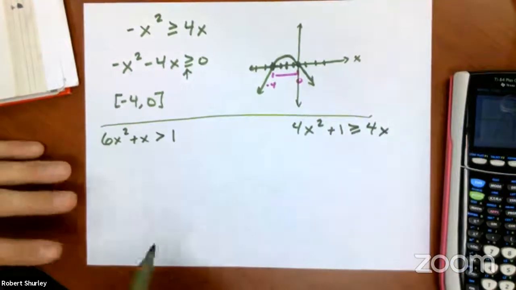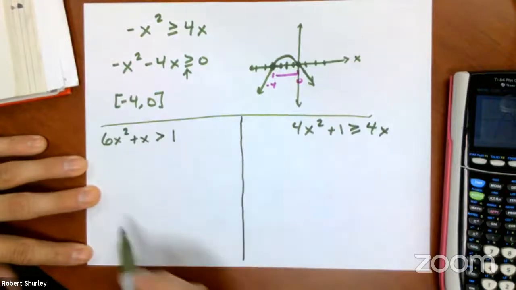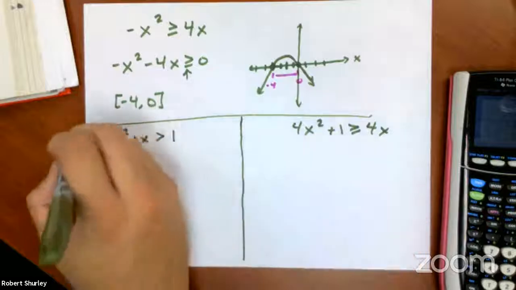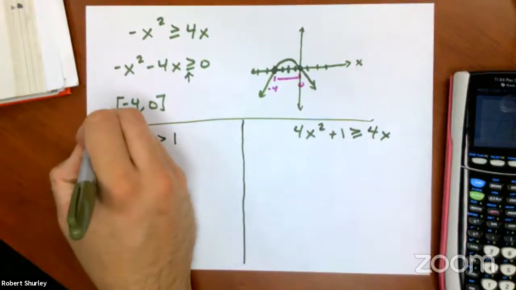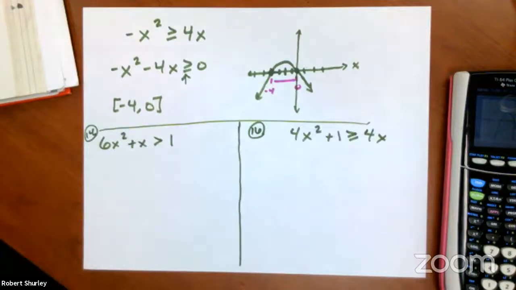So try those two. I might need another piece of paper for these. But try those two. This is 14 and 16 on page 420. So 14 and 16 on page 420. And I'll give you a few minutes. We've got time.